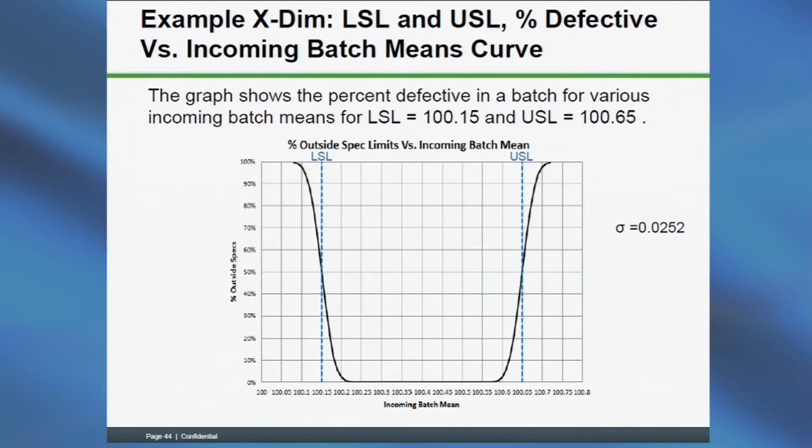This is in terms of your incoming batch means. Basically what this is saying is, as long as my batch means fall within the black curve, I'm going to end up accepting the product, and the probability of acceptance gets smaller and smaller as I go closer towards the spec limits.